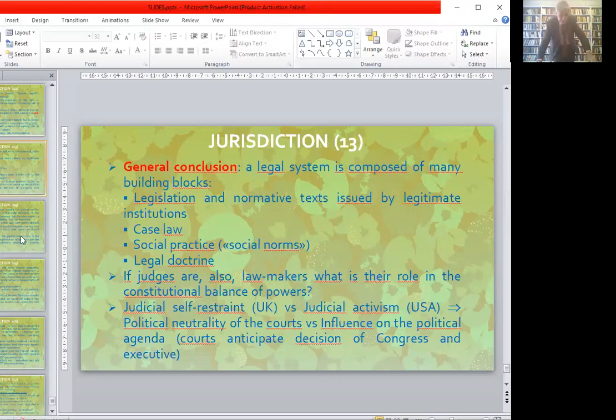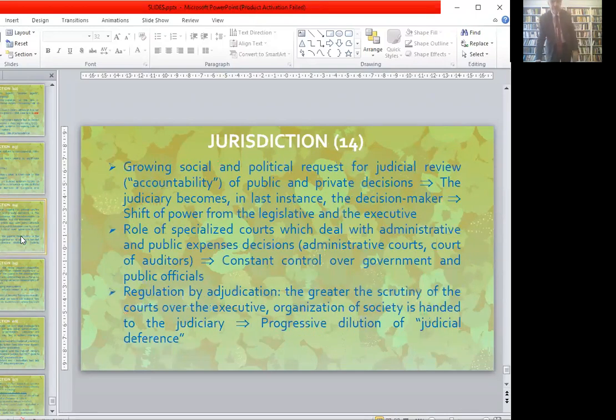Now, just to look at this, we see why jurisdiction is so important from a constitutional point of view. There is this growing push that we find in all Western societies, this social and political request for judicial review. The idea that decisions, public and private decisions, should be reviewed by the courts.